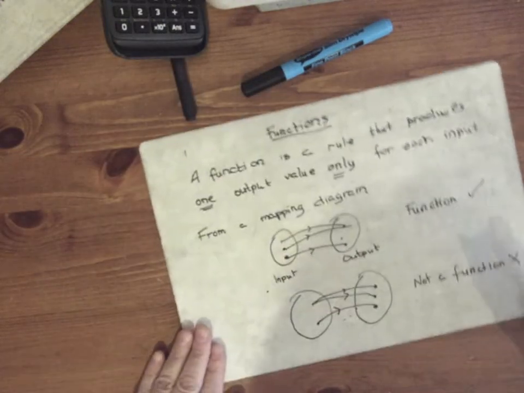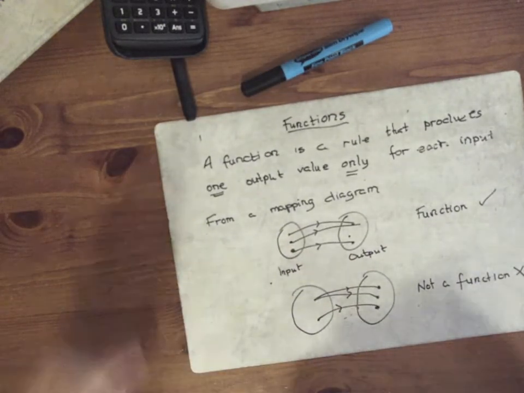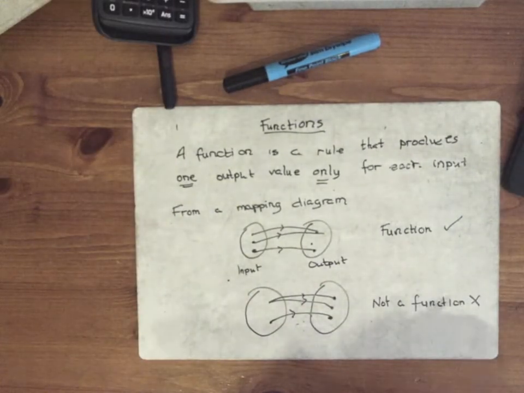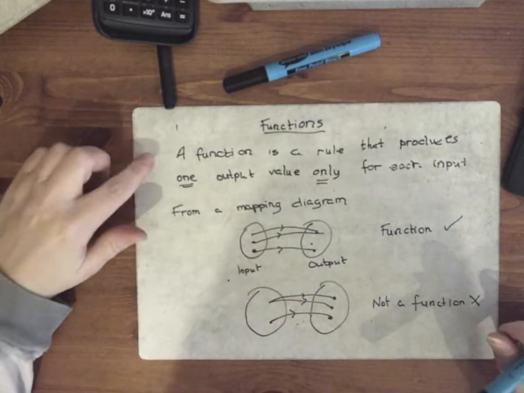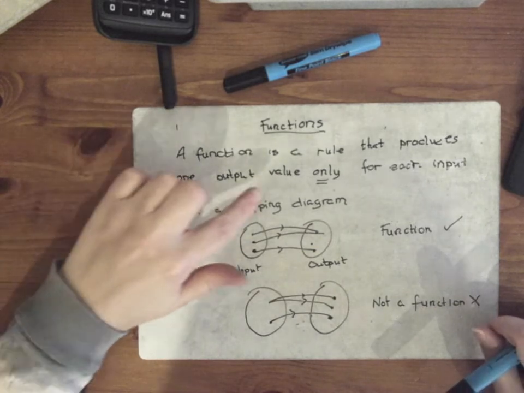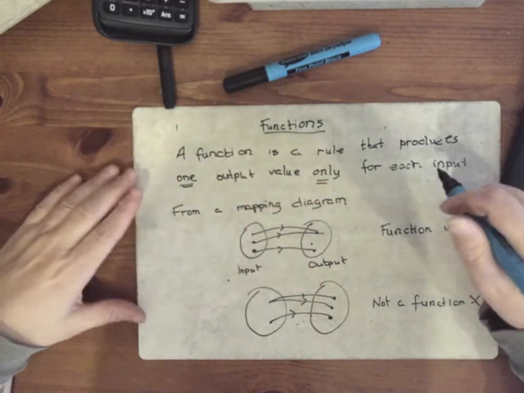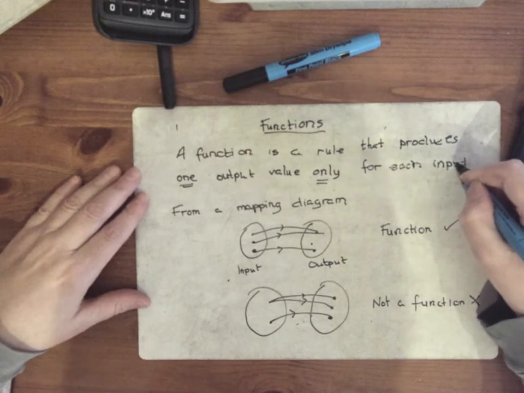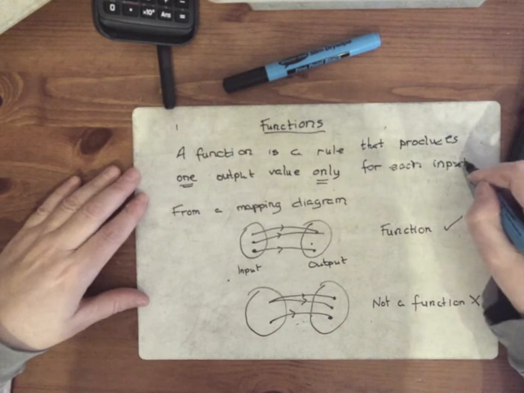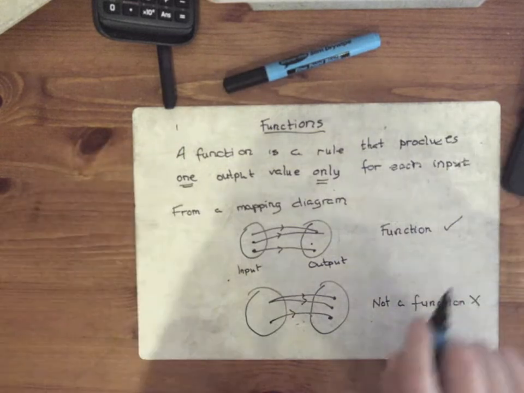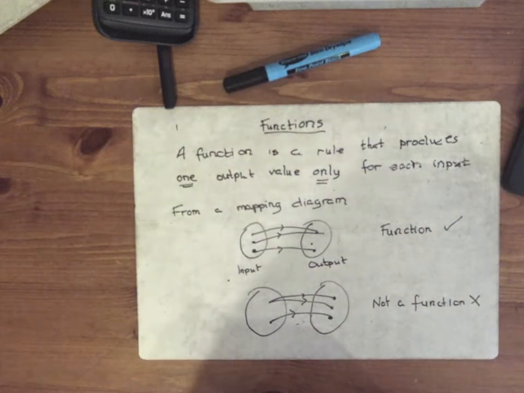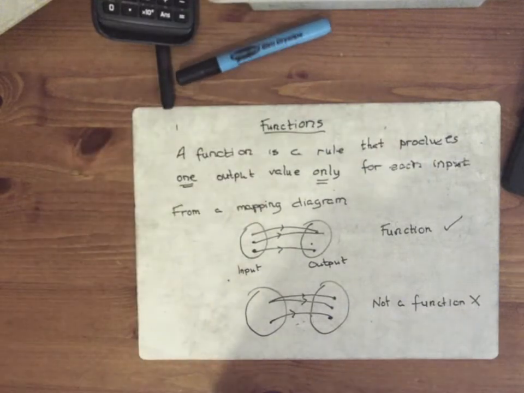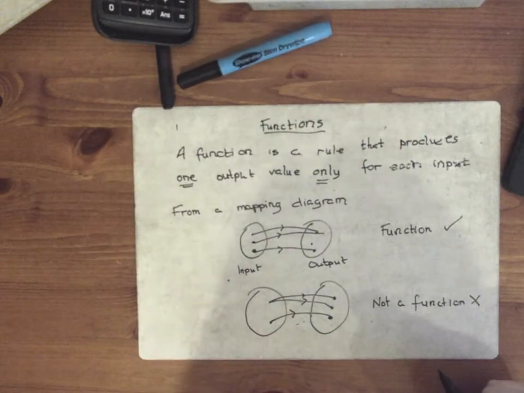Okay, a quick revision. So chapter 6, functions, is the first thing. What's a function? Being able to recognize a function when you see one. A function is a rule that produces one output value only for each input. So for every x there's one y. Y can have as many x's as you want, but for every x there must be one and only one y. How do you recognize a function?